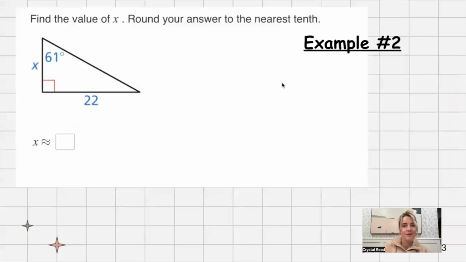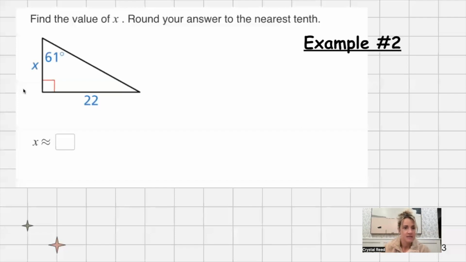Example 2. All right, we're going to actually do some solving here. Find the value of x. We want to round our answers to the nearest tenth. So it's 2 decimal places. Actually, 1. Sorry. It's been a while. All right, so kind of the same steps, except this time we're going to actually solve and find the value of that side x.